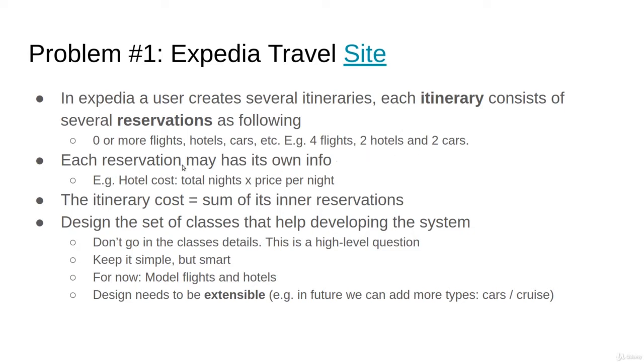Each reservation may have its own information. For example, for the hotel, we need to know about the total nights that you're going to stay, the price per night, and this will help us to compute the hotel cost, and so on. And the cost of the whole reservations is just the sum of each of the inner reservations.